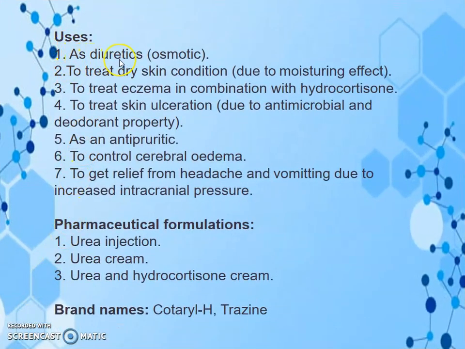Uses: it is used as an osmotic diuretic, to treat dry skin conditions due to its moisturizing effect, to treat eczema in combination with hydrocortisone, to treat skin ulceration due to its antimicrobial and deodorant property, as an antipyretic, to control cerebral edemas, and to get relief from headache and vomiting due to increased intracranial pressure. Pharmaceutical formulation: it is available in the form of urea injection, urea cream, and urea and hydrocortisone cream. Brand names: Cortaril H and Trazyn.